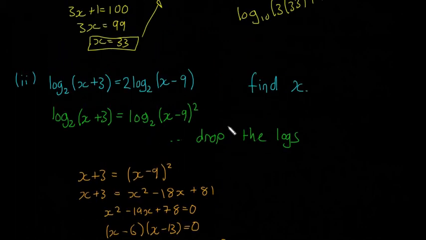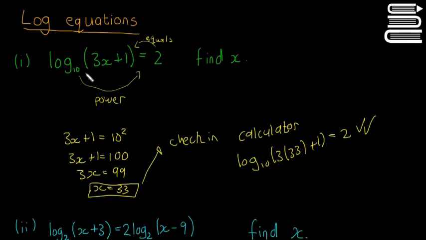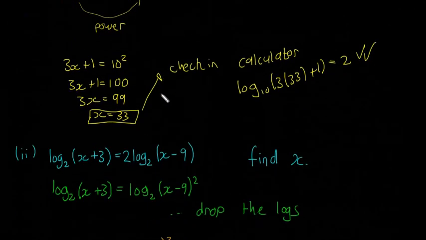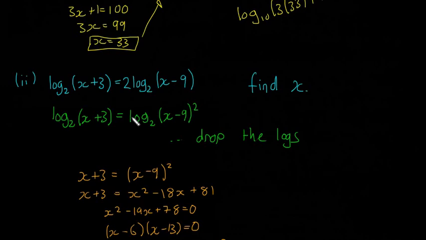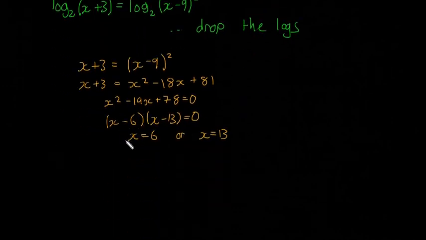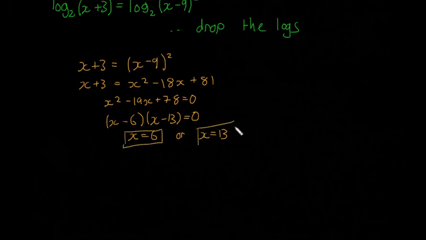Okay, so that's another method we have to do. So this one is still more important, so we're going to see this later on. But yeah, this is another question they could ask, where we have logs on both sides. You have to drop them and then solve the resulting quadratic. And again, what do we have to do after we get these answers? We can't just walk away and presume these are the right answers. We have to check them.